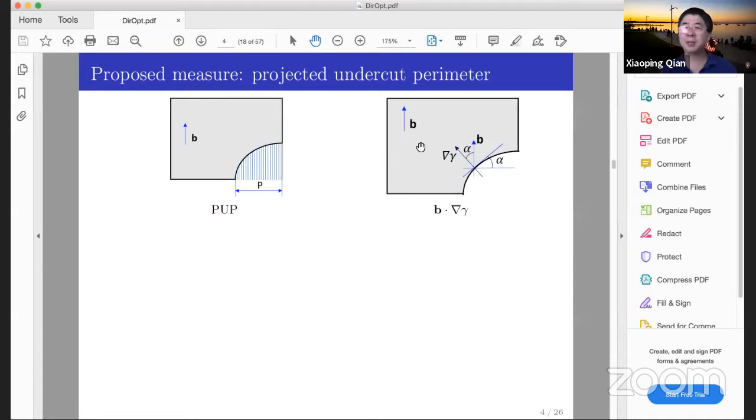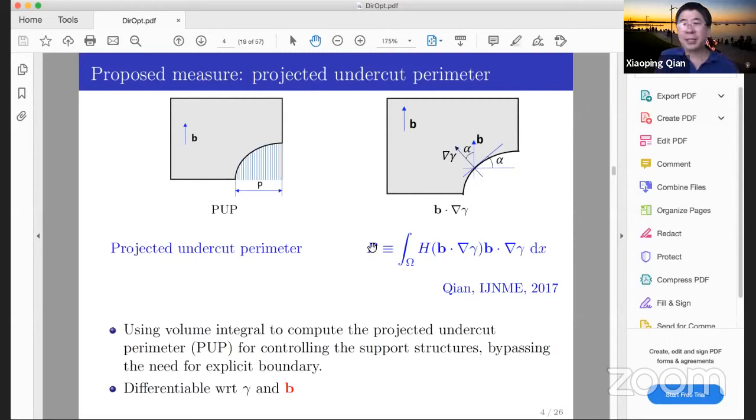In the density-based approach, in the solid, gamma equals one, and in the void, gamma equals zero. If you take the gradient, it gives you this direction. If you take a dot product with the build orientation, that's a directional derivative of density. This essentially corresponds to cosine alpha, where alpha is the overhang. So how do we compute that? We basically do a volume integral of this directional derivative, using a Heaviside threshold that depends on slope facing up or facing down. And this has a geometric meaning of measuring the undercut length in 2D, undercut surface area in 3D. So that is the basis of our work.